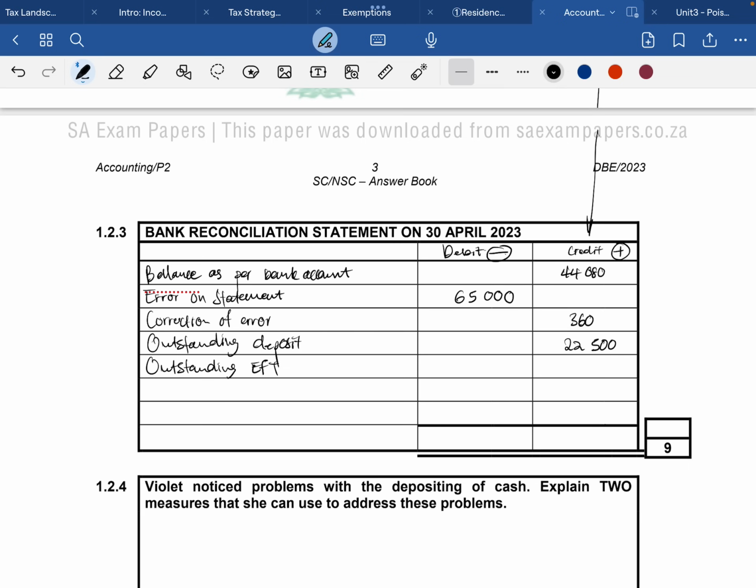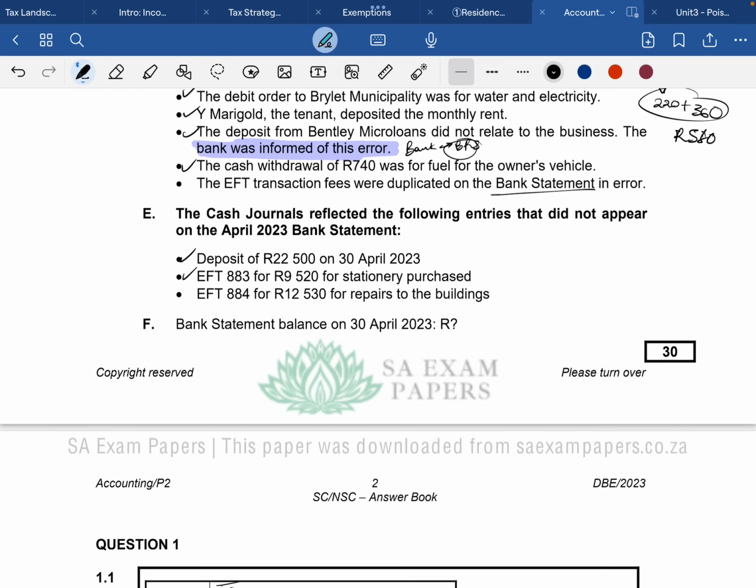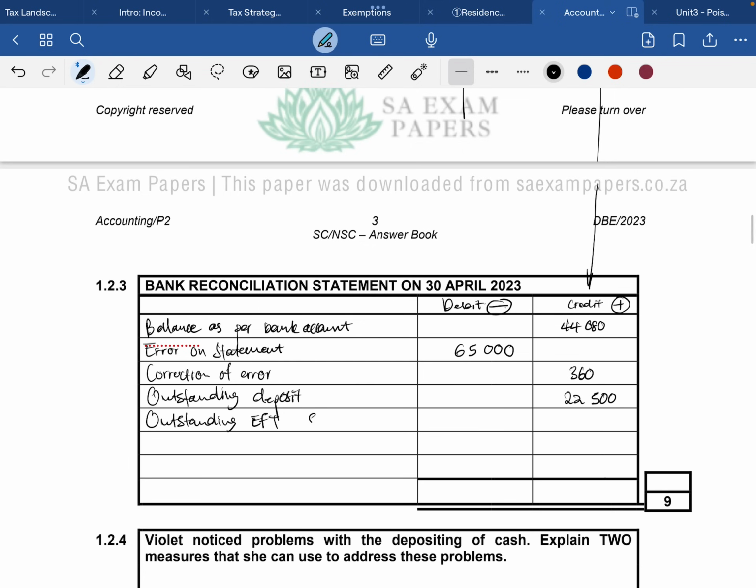Then I saw outstanding EFT. Right, let's just read the information. Outstanding EFT 883 and 884. The first one was 9520 for stationery purchase. The second one was 12530 for repairs to the buildings. These were not in the bank statement, so we need to fix them in the BRS. Jump straight into the BRS. So we have outstanding EFT 883 and 884. So we have 9520 and 12530.